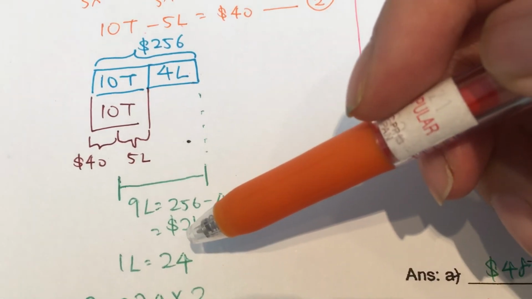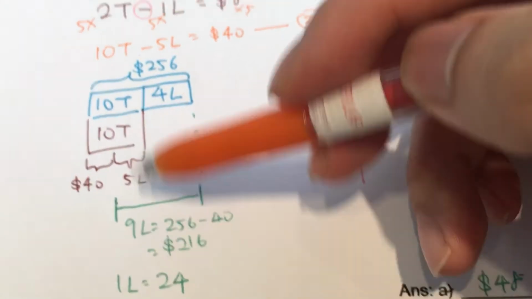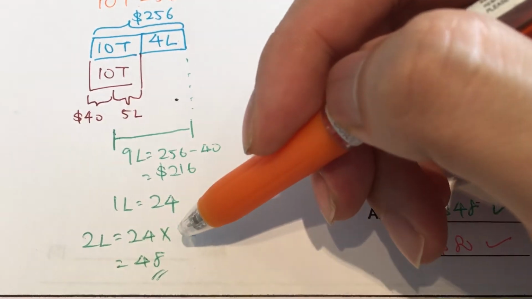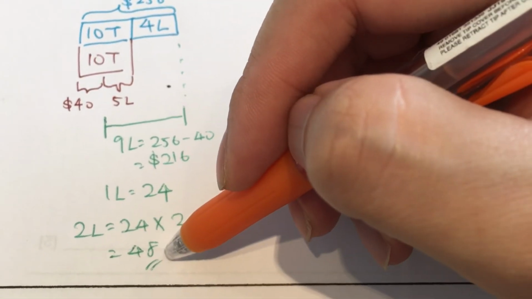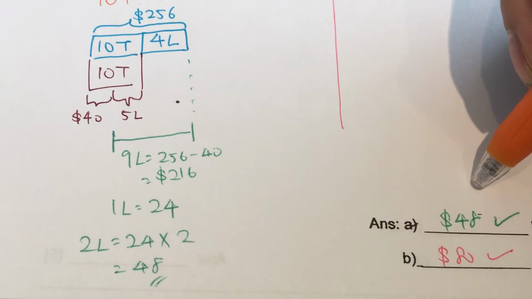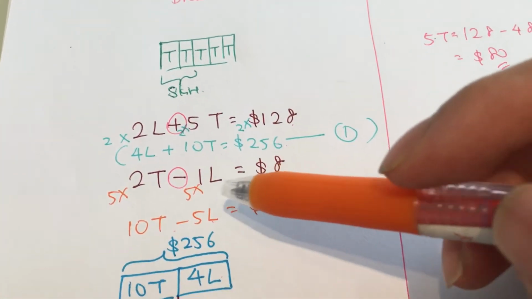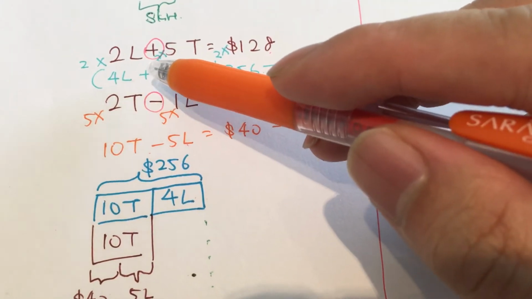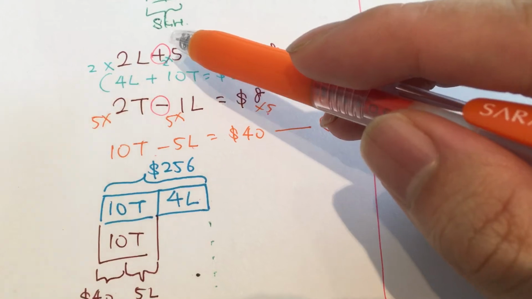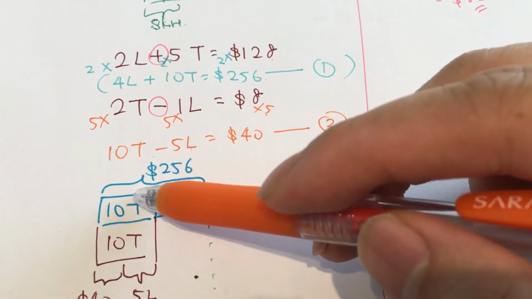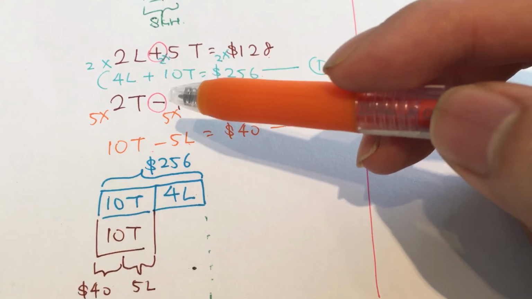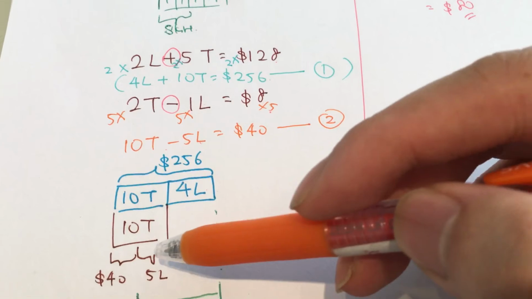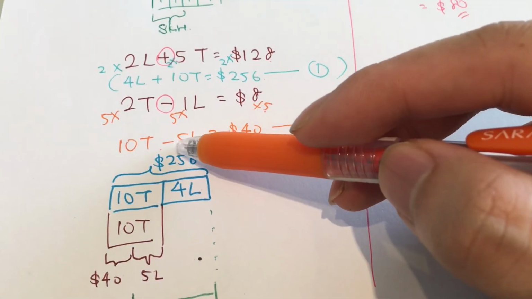The next step is always to find the value of 1L. To find Lily's money at first, you have 2L, so you find 1L and then times 2, which gives 48. So the answer is $48 for part A. The crucial part in this step is the minus part. Always make the positive part the same because it's easier, and always start by drawing the plus. For the minus part, don't worry, just go backward by whatever they want, treating it like a value, so you go backward by 5L.